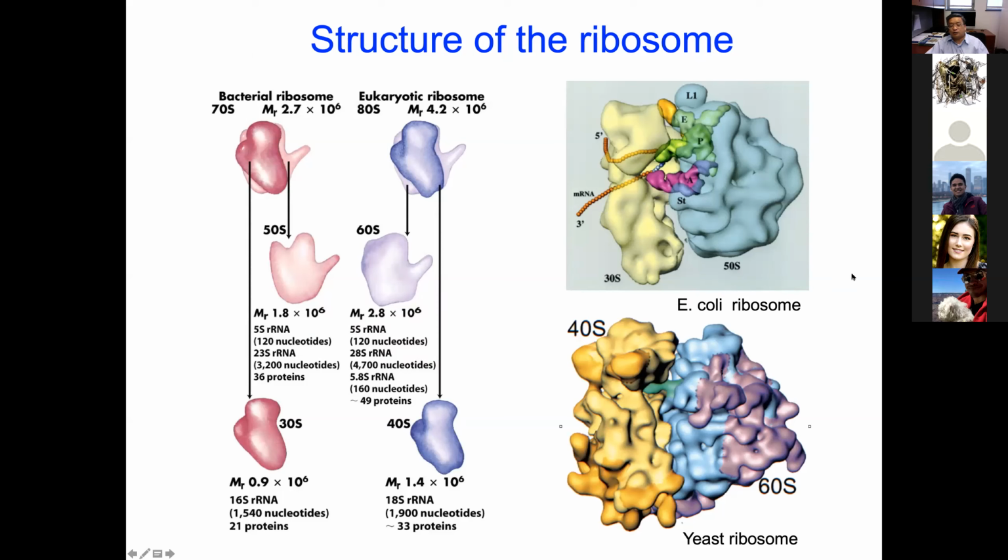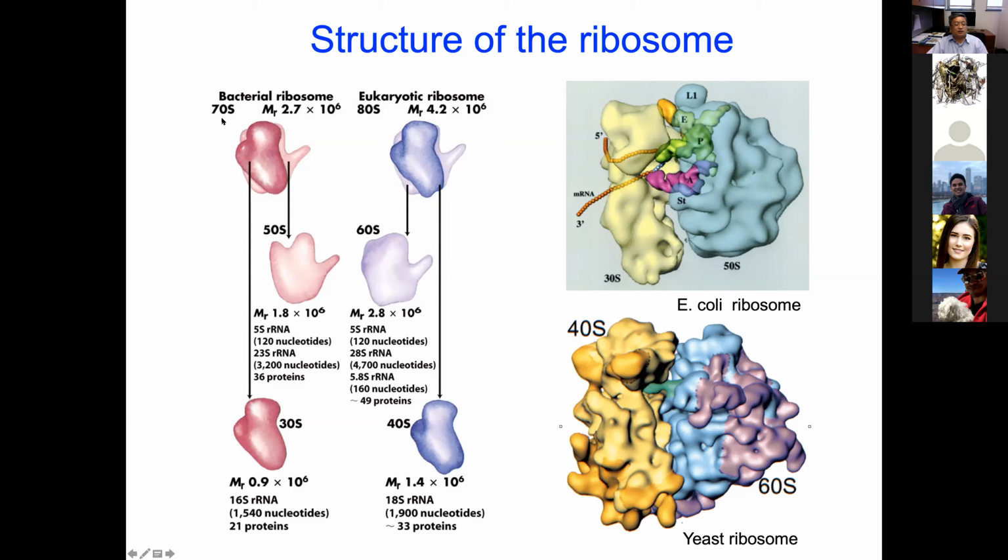So here I show you these are 2 electron microscope images of the ribosome from bacteria and yeast. And overall, both of them contain a large subunit and a small subunit. And in between, there's the RNA binding site. And also at the interface, the 3 tRNAs bind to the ribosome. So here are some of the details about the bacterial and the eukaryotic ribosomes.